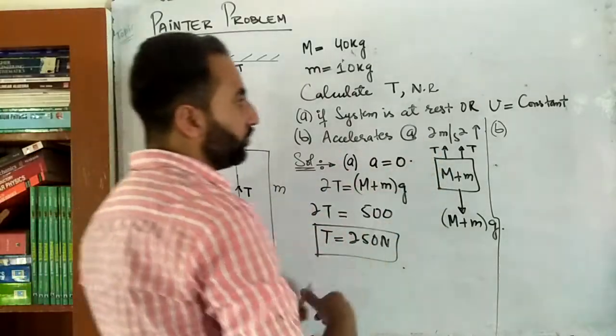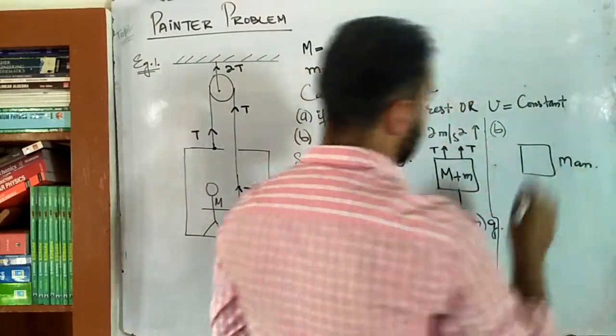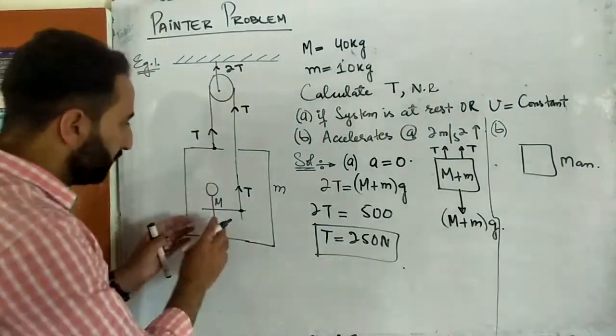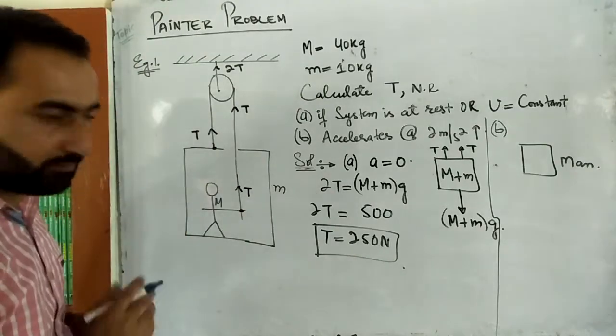This is the free body diagram for the whole system. The next free body diagram is for the man. For the man, what's the free body diagram? You will have to see how many forces are exerted on the man. One is the force exerted by the rope on the man in the upward direction, that's tension, number one.